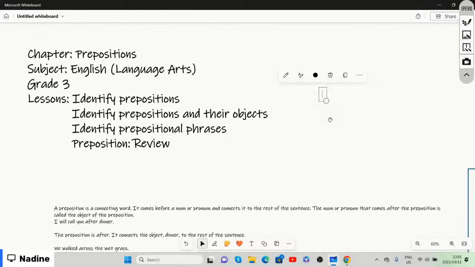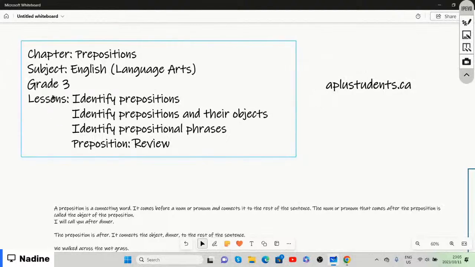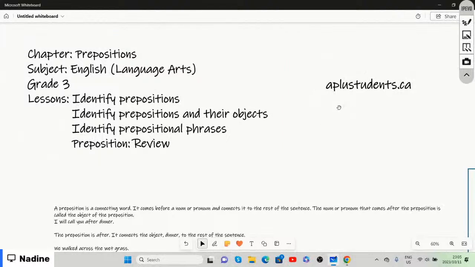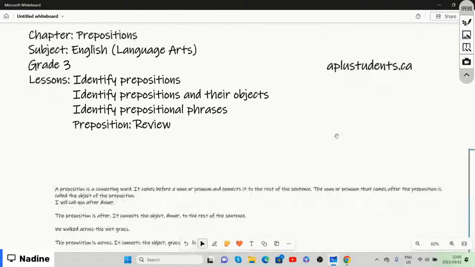And this lesson you can get on A Plus Students dot ca, we are doing our lesson on aplusstudents.ca. Which means that if you do want to go back and recap and go over the lesson, there's the chapter, subject, as well as the lessons, and then you can just go to aplusstudents.ca. All right.